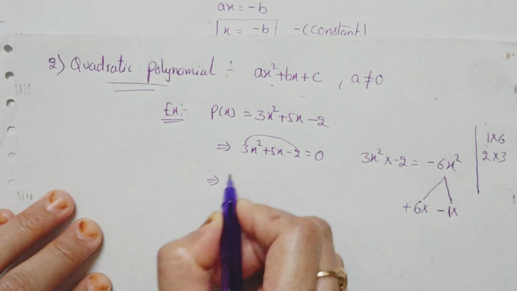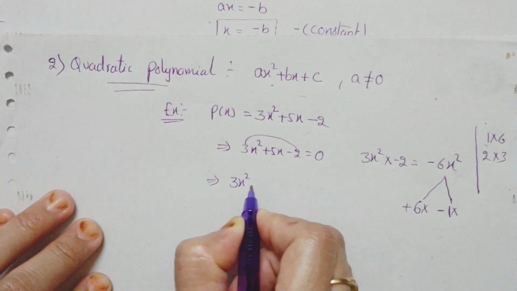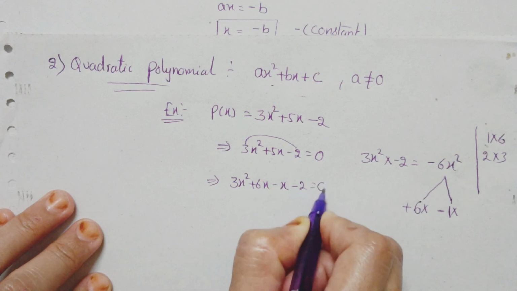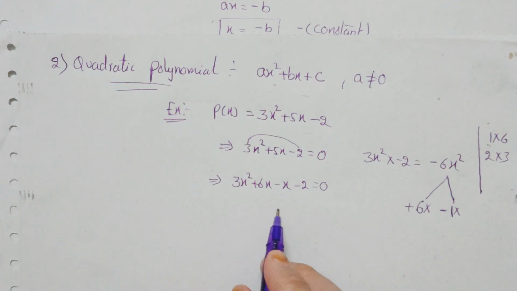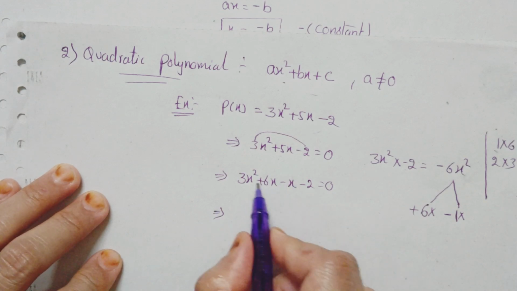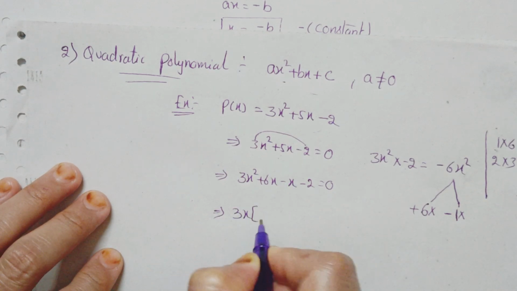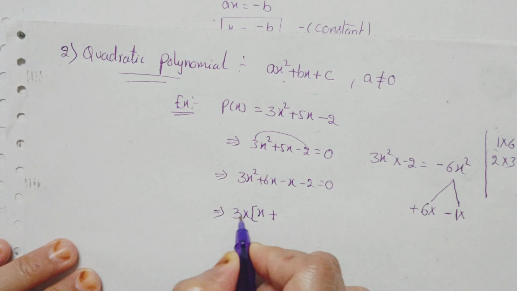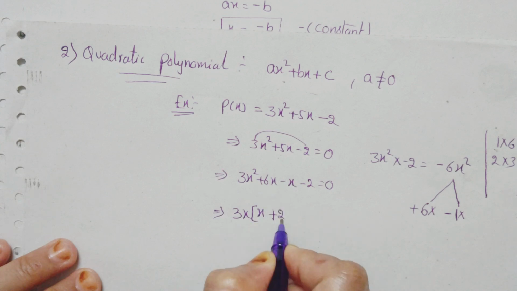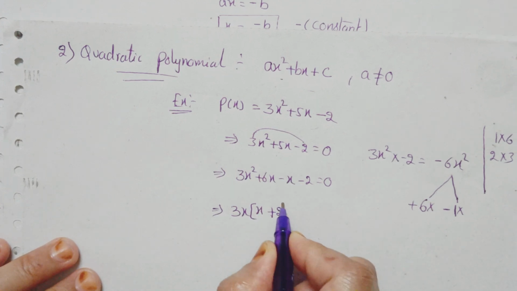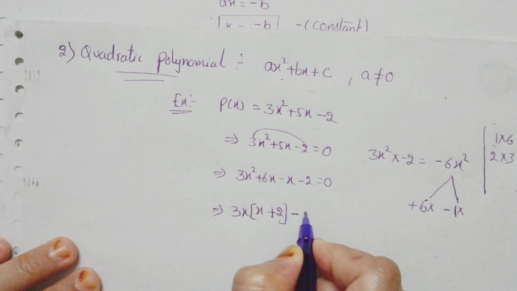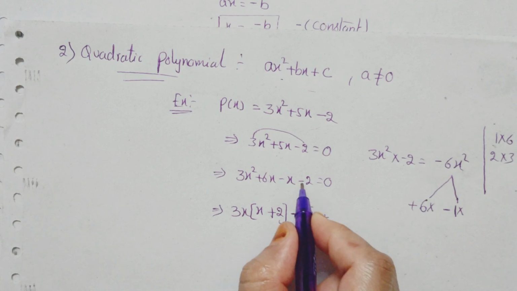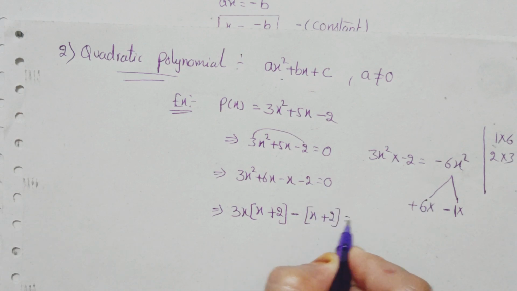Okay, then this equation will be 3x² + 6x − x − 2 = 0. Okay, now it's clear, guys. Now the next step: here 3x is common, so 3x into x is 3x², then the plus sign is there, that's why plus 3x into 2, which is 6x. Understood? After that, here minus is common: minus into x is minus x, minus into plus is minus 2. Okay, minus 2 equal to 0.